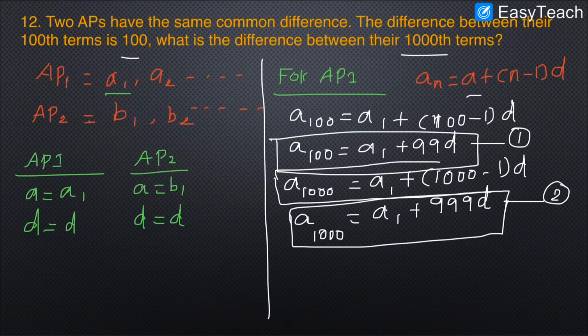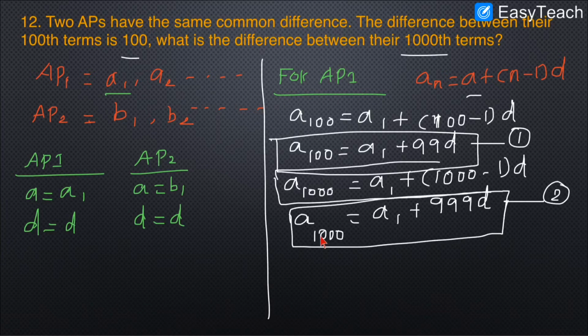Let me explain again quickly. The question says the two APs have the same common difference, which is D for both APs. The difference between their 100th terms is 100. What is the difference between their 1000th terms? We don't know the two APs, so let's consider AP1 as A1, A2 and so on, and AP2 as B1, B2 and so on. For AP1, A is A1 and D is D. For AP2, A is B1 and D is the same.